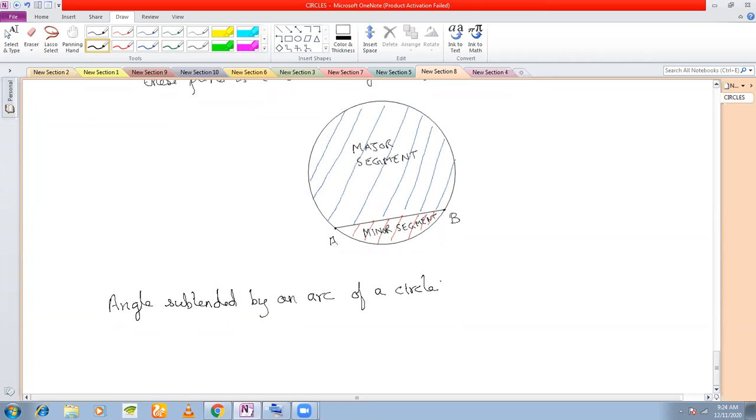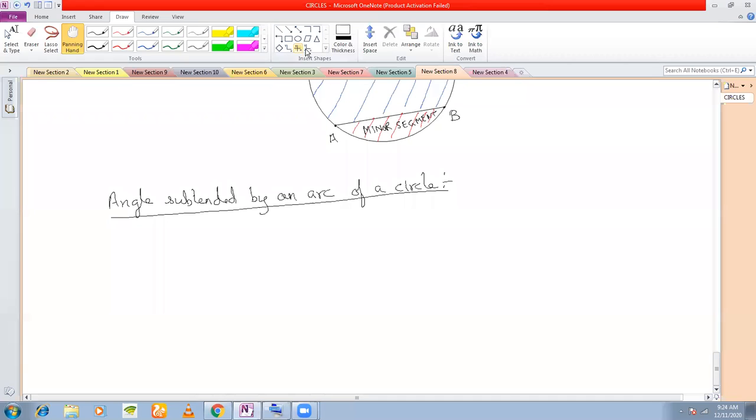Angle subtended by an arc of a circle. Now, what does this definition mean? It's a very, very important definition which we are going to use later on also.